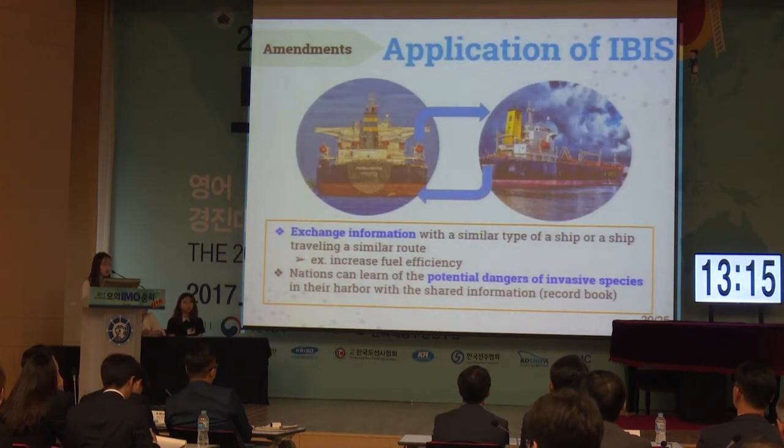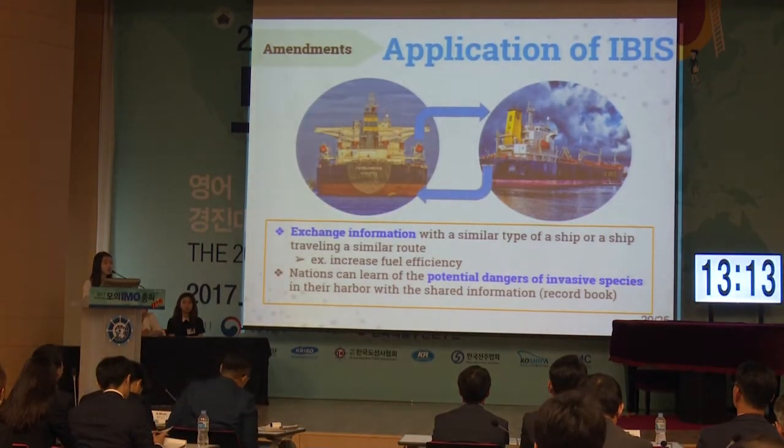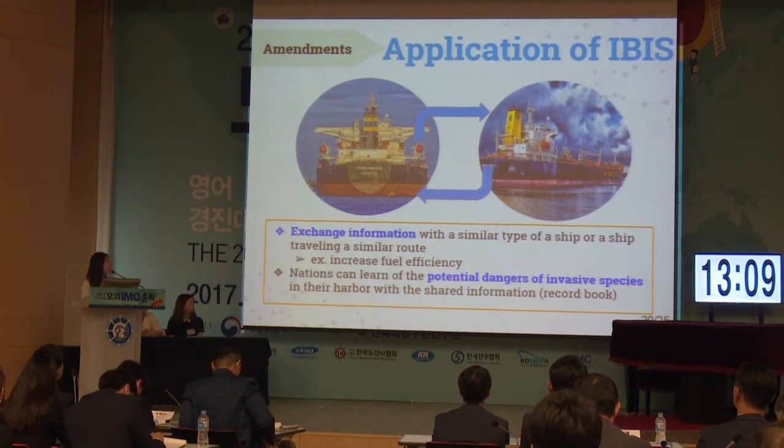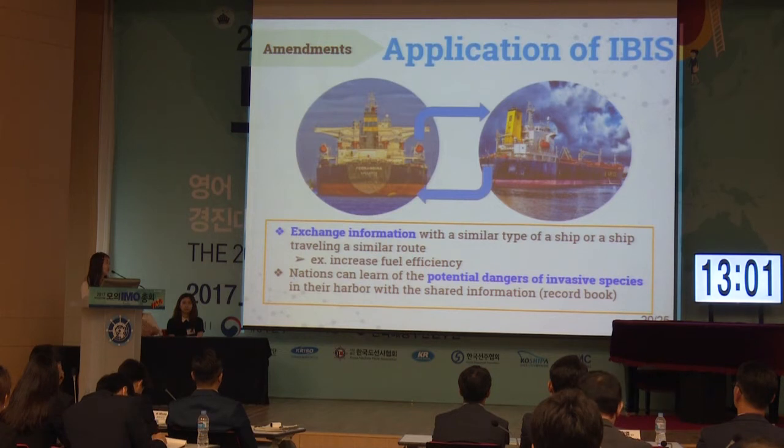And since the IBIS also allows ships to share information, similar types of ships traveling a similar route can take into account the exchanged information in order to increase their fuel efficiency by decreasing biofouling, because as we mentioned earlier, biofouling decreases fuel efficiency significantly.